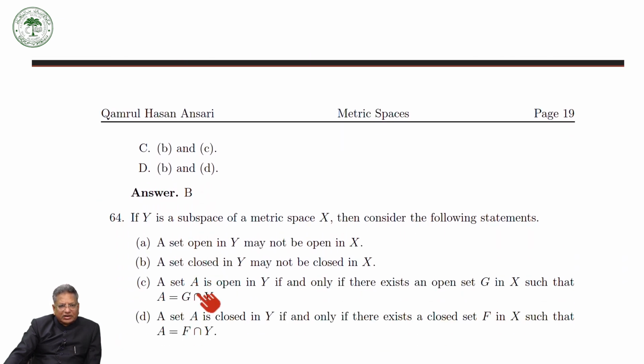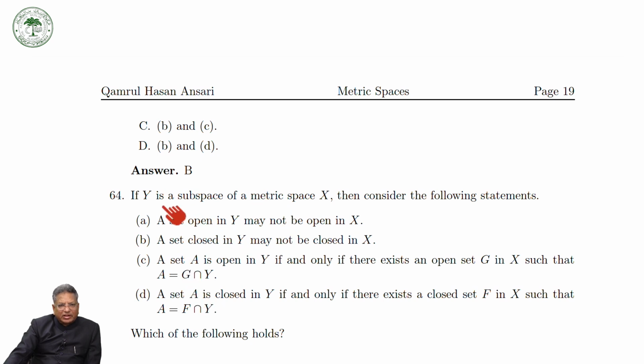So you can see here again this is a subspace. Then consider the following statements. A set open in Y may not be open in X. Yes. A set closed in Y may not be closed in X. A is open in Y if and only if there exists an open set G in X such that this is true. A is closed in Y if and only if there exists a closed set F in X such that this is true. So C and D are true.